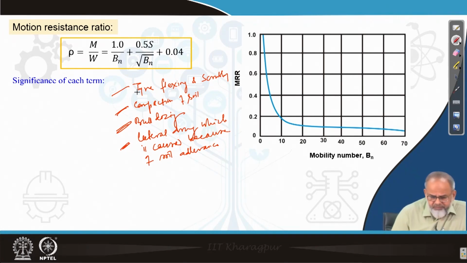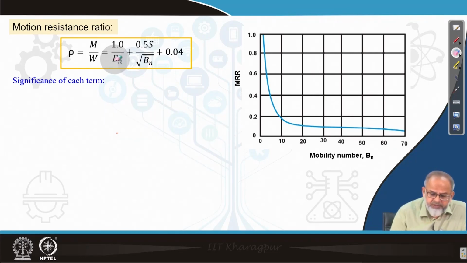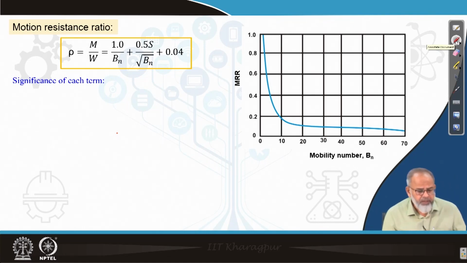In a hard soil, basically it is the tire flexing and scrubbing which will create the motion resistance. Now after knowing this, the next thing is the terms used in the motion resistance ratio equation. The first term is 1 upon Bn. What does it indicate? Bn is in the denominator, that means the higher the value of Bn, the lesser will be the rolling resistance.